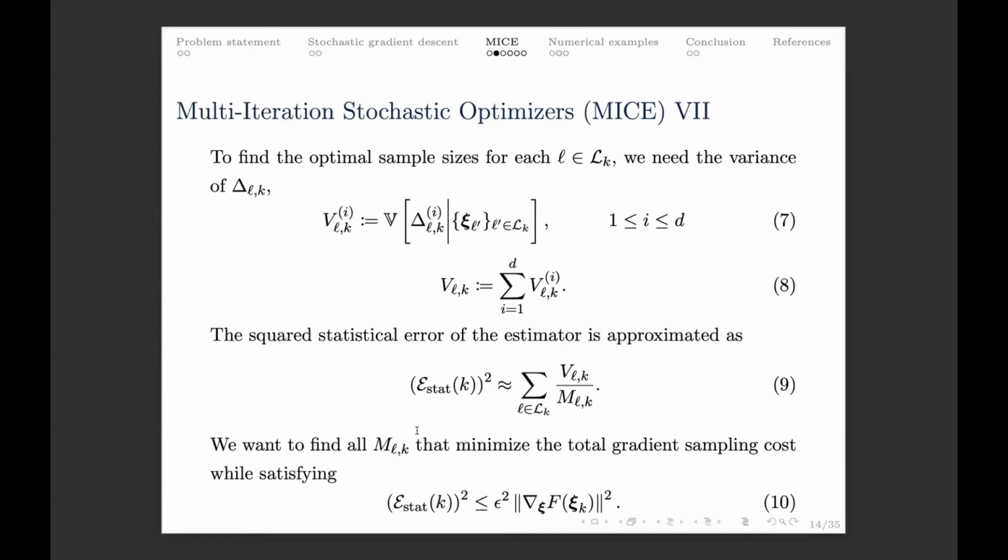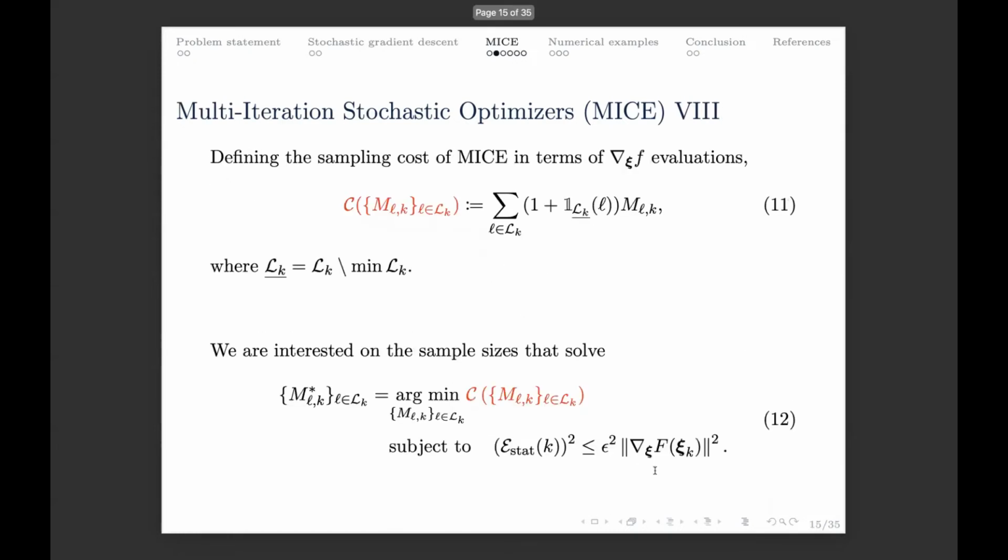Now, we want to keep the statistical error of our gradient estimator, here denoted as epsilon, below a constant times factor times the gradient norm. Namely, we want to keep the relative statistical error of the gradient estimator below epsilon. Moreover, we want to do so while sampling the nabla F, the model that we have, as little as possible. And this is what we denote here as calligraphic C.